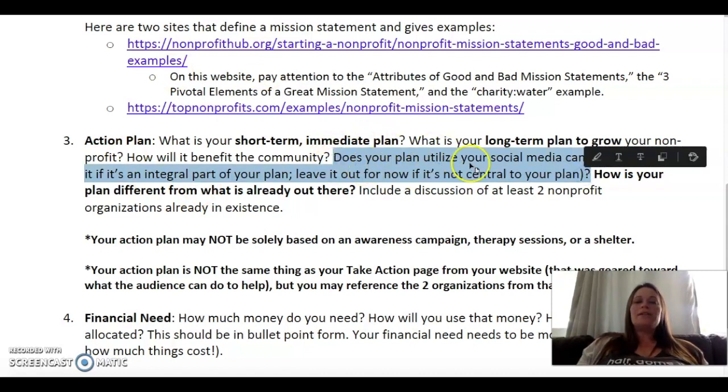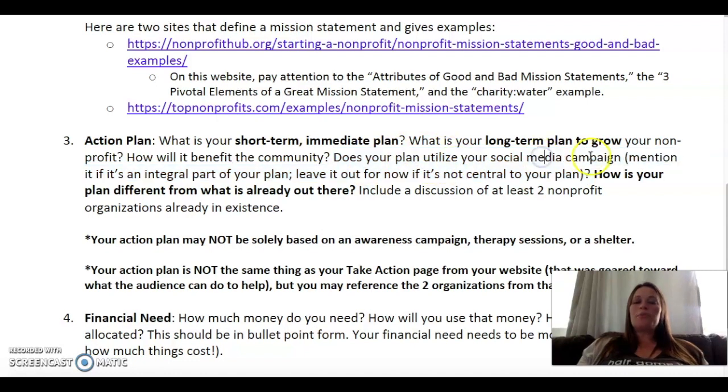Let's look at it. Does your plan utilize your social media campaign? So notice I have in parentheses there, mention it if it's an integral part of your plan, okay? If your social media campaign is a big, good, strong one that you feel like, hey, this is a part of who we are and we need to include it in our action plan, then do so. You're welcome to. Okay, if it is not central to your plan, leave it out of the action plan for now, okay?